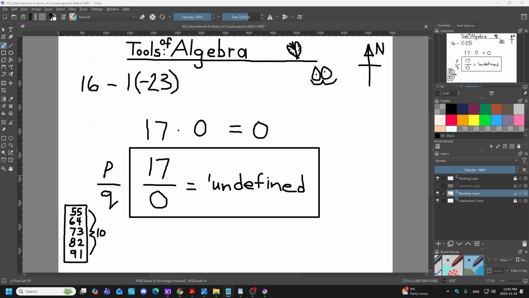Okay? So when something is undefined, this means that there are no solutions. So two things you could write. You could write undefined as an answer, or you could write no solutions.